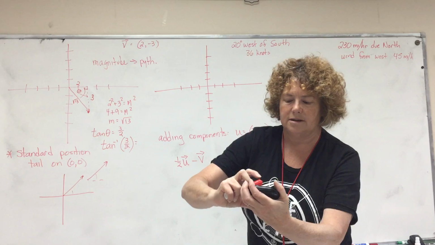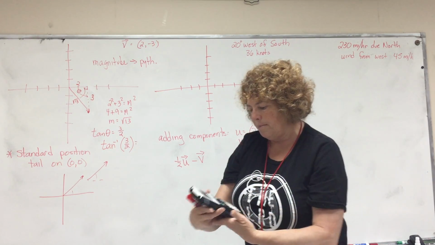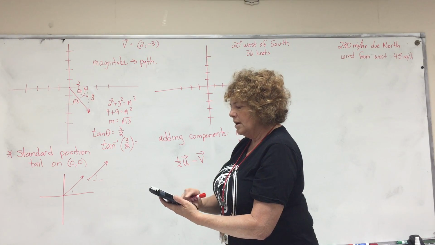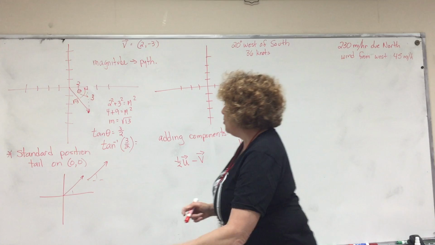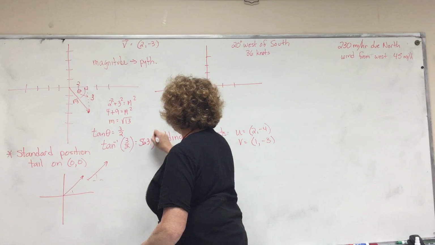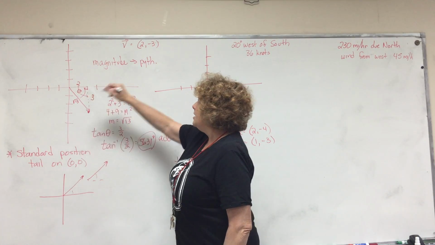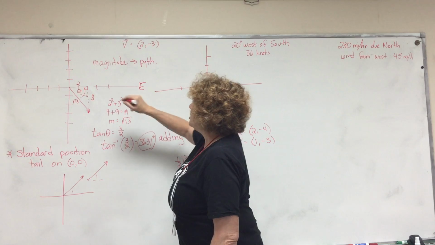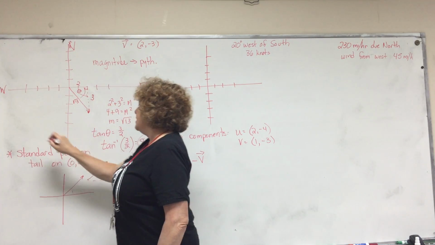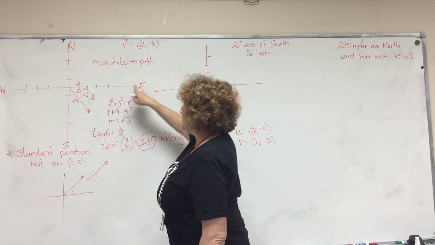Second tangent, and there's the display. I don't know if you can see it from there, but then you punch in 3/2, and you get 56.31 degrees. So your answer would be this vector. This is always east. Just think of a compass. This is always north. This is always west. This is always south. So this is south of east.